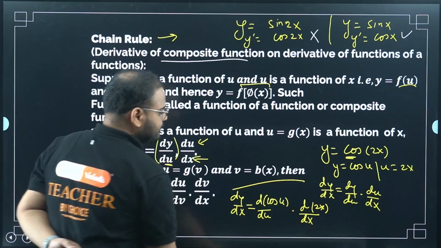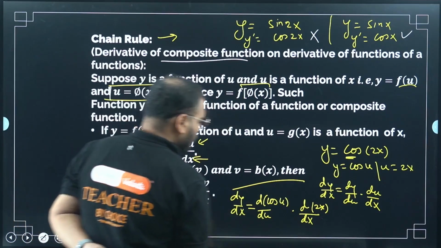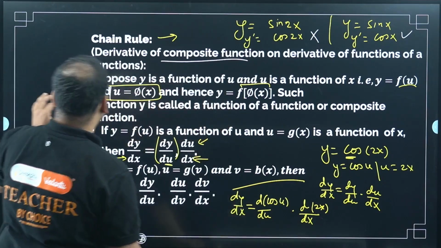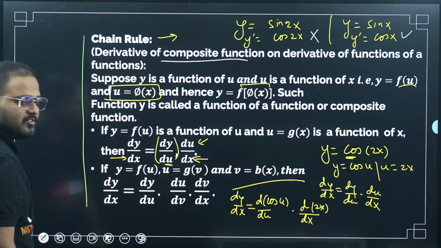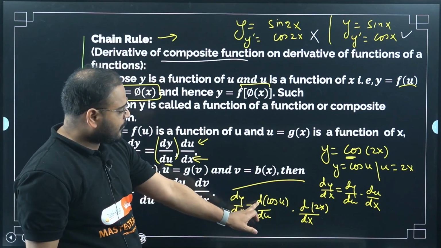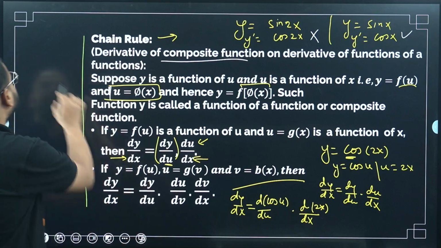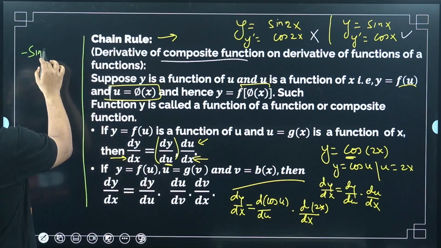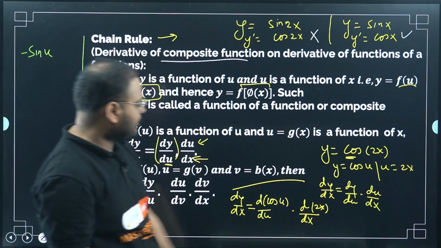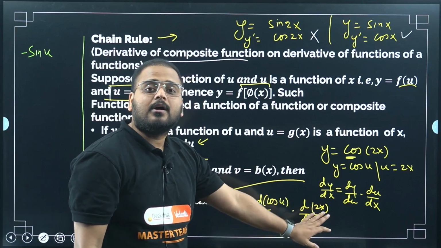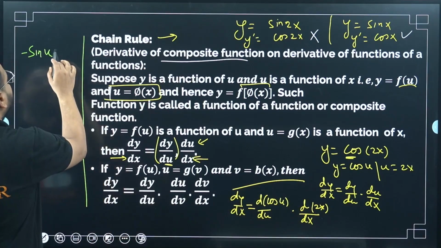How will this look? Can I write this over here? I hope you can see this. The differentiation of cos will be simply minus sin u. We'll see how right now. And the differentiation of 2x will be what? Simply 2.